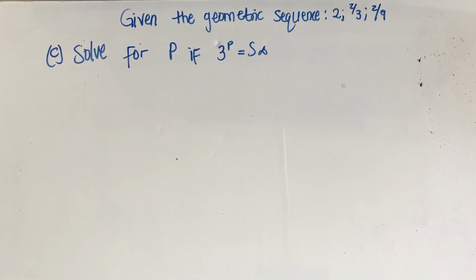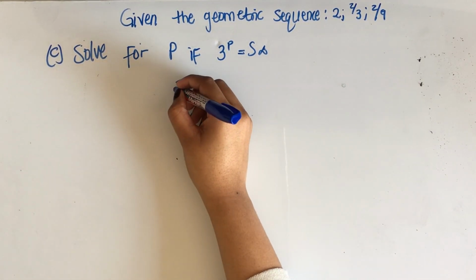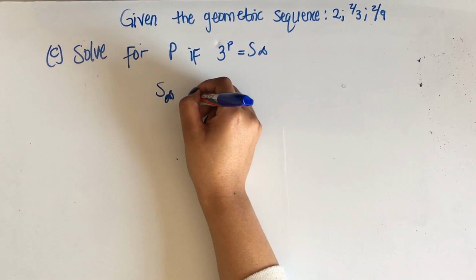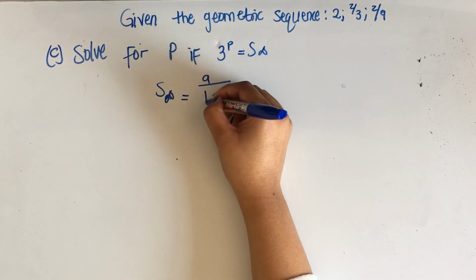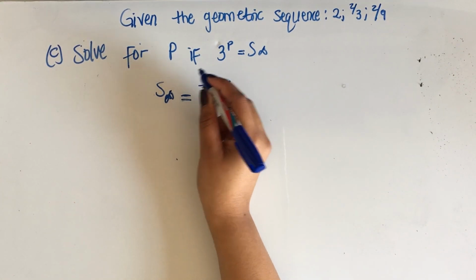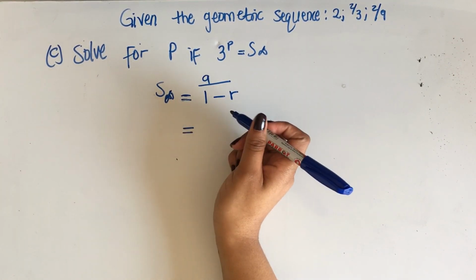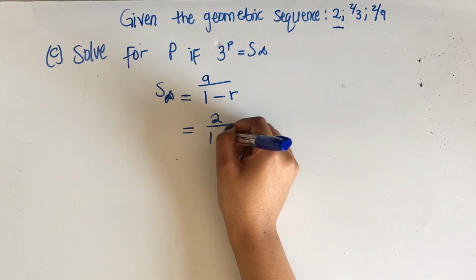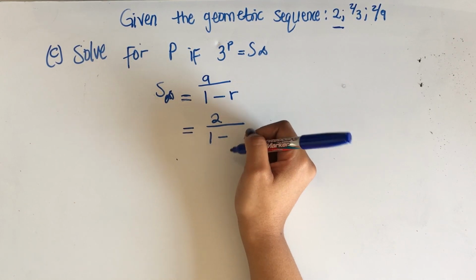So our next question reads as follows. Solve for P if 3 to the power of P is equal to the sum to infinity. So now in this case, we need to make use of our formula for the sum to infinity, which is A, the first term, over 1 minus R. Okay, and then from there, we just substitute. What is our first term? Our first term is 2 over 1 minus. What is our R?